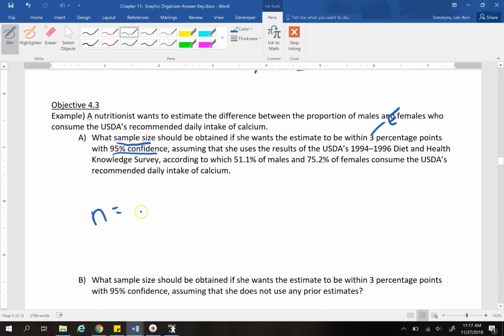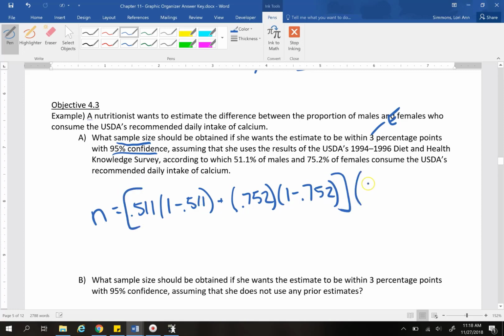So the first proportion is, let's work with males, 0.511, times 1 minus 0.511, plus the female, 0.752, 1 minus 0.752, and then we have z sub alpha at 95%, that's going to be 1.96. Okay, if you're not sure, go back to Unit 9, Chapter 9, page 3 on your graphic organizer notes. It's on the very bottom. There's a table. 95% confidence is going to line up with 1.96.